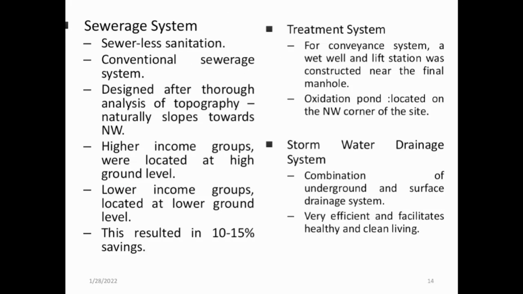Sewerage system. Sewerless sanitation was adopted. The soil being impermeable black soil of 2 meter depth, a conventional sewerage system was adopted. It was designed after thorough analysis of topography. Higher income groups using more water were located at high ground level to generate large flow. Lower income groups using less water were located at lower ground level. This resulted in 10 to 15% savings.